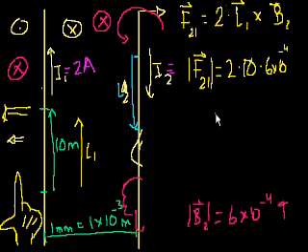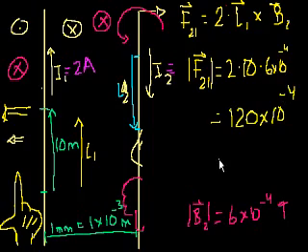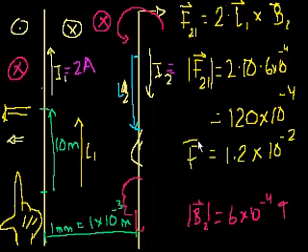So anyway, this gives us 20 times 6, 120 times 10 to the minus 4. That's the same thing as 1.2 times 10 to the minus 2. So the magnitude of the force from current 2 on wire 1 is 1.2 times 10 to the minus 2 newtons, because we used all the right units. And the direction is outward.